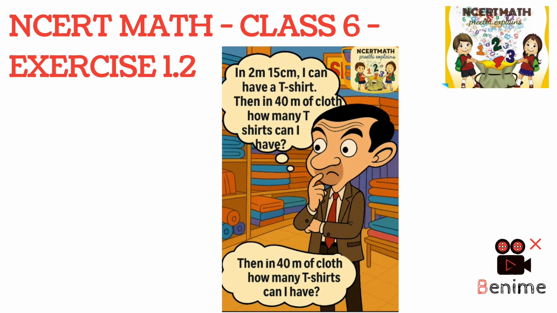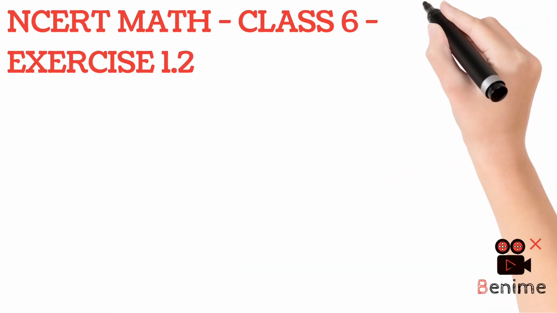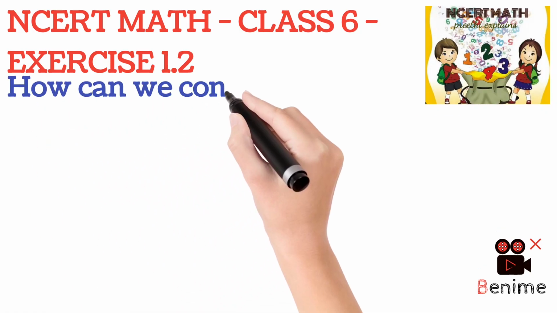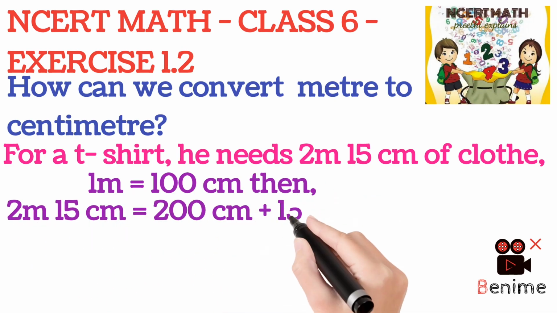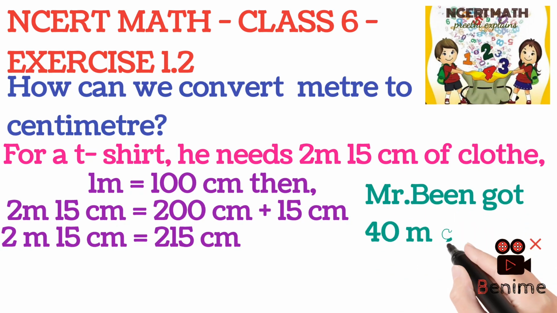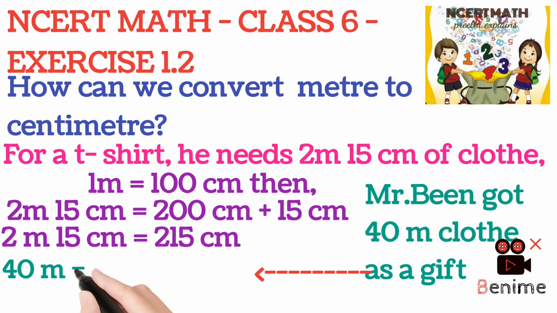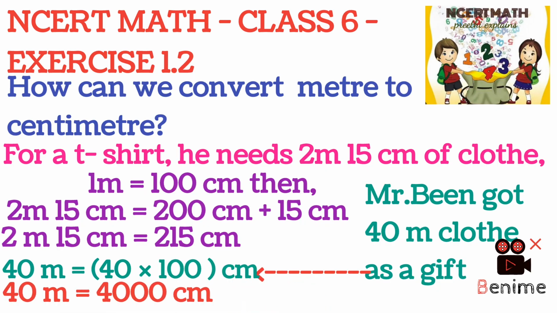So the question is: 2 meter 15 centimeter of cloth is needed to stitch a T-shirt. Shall we convert all the meters into centimeter? We know that 1 meter is equal to 100 centimeter. Then 2 meter 15 centimeter is equal to 200 centimeter plus 15 centimeter. Therefore, 2 meter 15 centimeter is equal to 215 centimeter. Then he got a gift of 40 meter of cloth, so we convert 40 meter into centimeter. So 40 meter is equal to 40 into 100, which is nothing but 4000 centimeter. So Mr. Bean got 4000 centimeter of cloth as a gift.